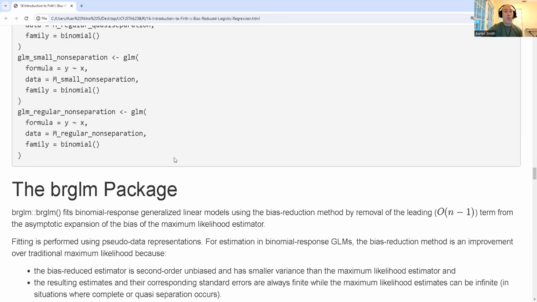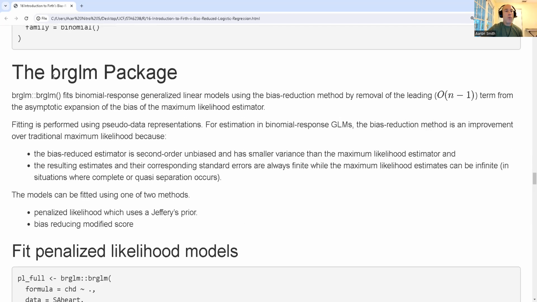All right, so I'm going to go through and train a bunch of models, and we're going to use the bias reduction generalized linear model package, so brglm. This is going to fit binomial response generalized linear models by removing the leading term from the asymptotic expansion of the bias of the maximum likelihood estimation. Fitting is performed using a pseudo data representation for estimation in binomial response generalized linear models.